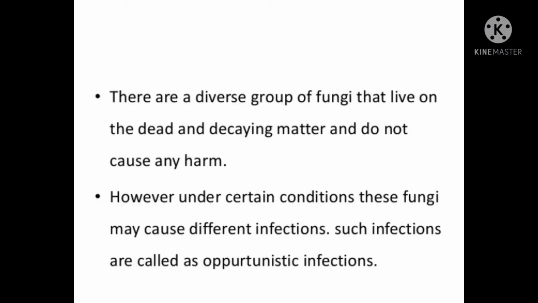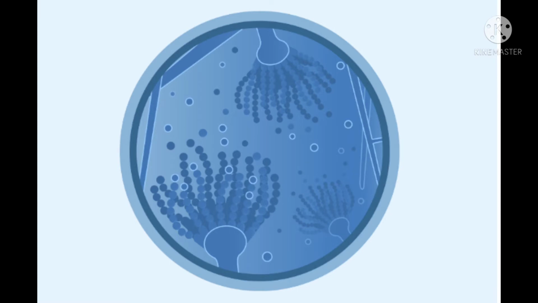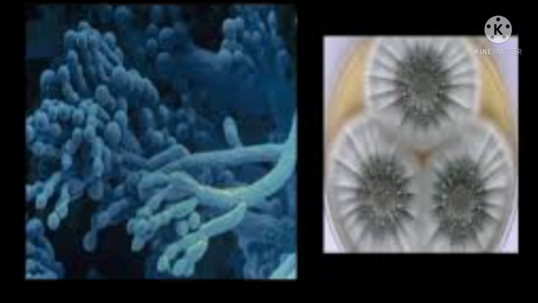As we all know, there is a diverse group of fungi that live on dead and decaying matter and do not cause any harm. However, under certain conditions, these fungi, that is, useful fungi, also cause different infections. Such infections are called opportunistic infections. Here are some examples of organisms causing opportunistic infections: Aspergillus, Penicillium, Zygomycetes, Fusarium, and so on.